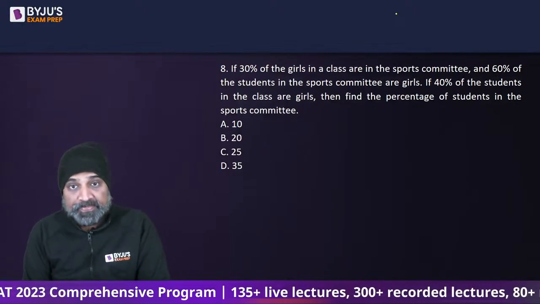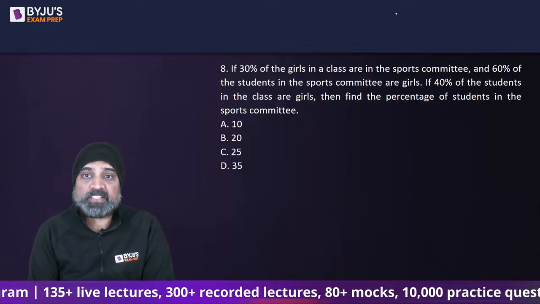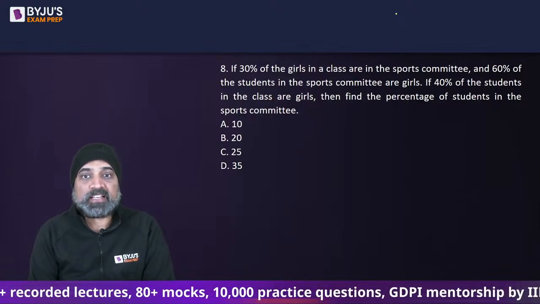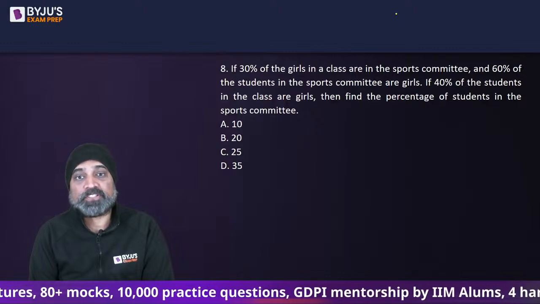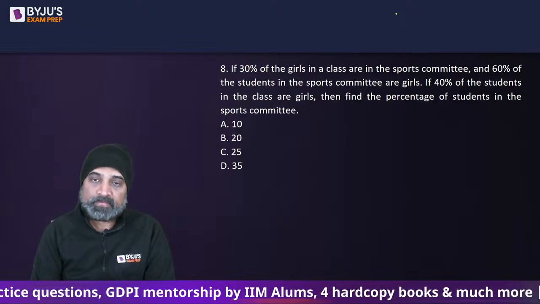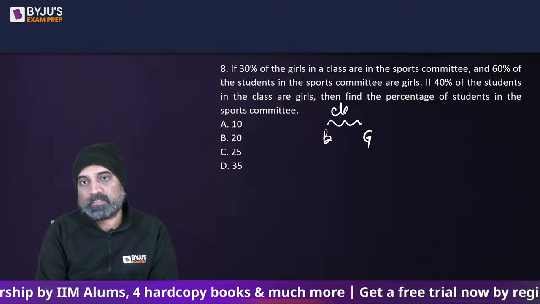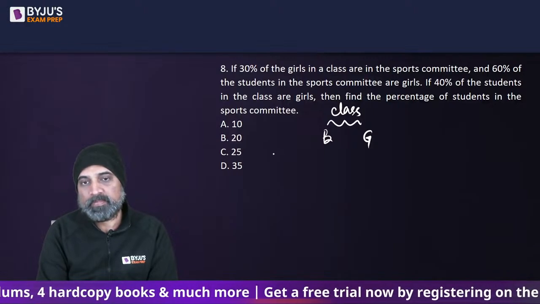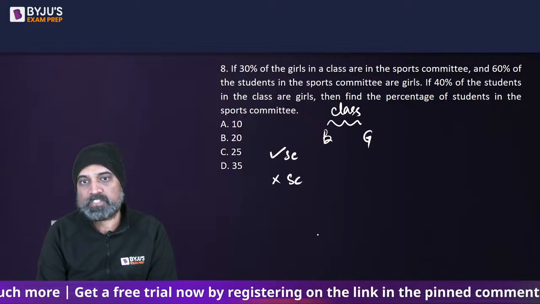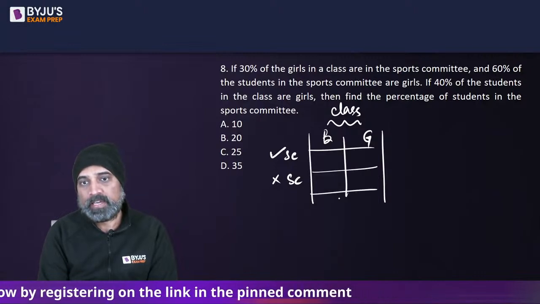Okay, the next one. If 30% of the girls in a class are in the sports committee and 60% of the students in the sports committee are girls, if 40% of the students in the class are girls, then find the percentage of students in the sports committee. Okay, so let's talk about boys and girls, and we are talking about the class, and somebody is in the sports committee and it's not in the sports committee, right? I can also solve this using set theory, as in Venn diagrams.